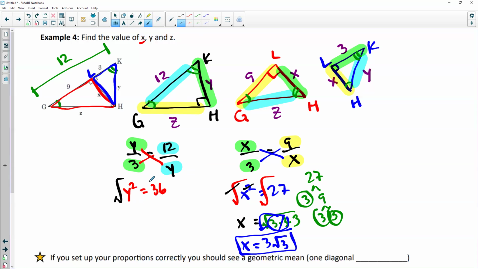If we solve for y, we want to do this by square rooting. So if I square root both sides, then the squared cancels, leaving you with y is equal to the square root of 36, which is just 6. So there's our answer. Okay, we got x, we got y.